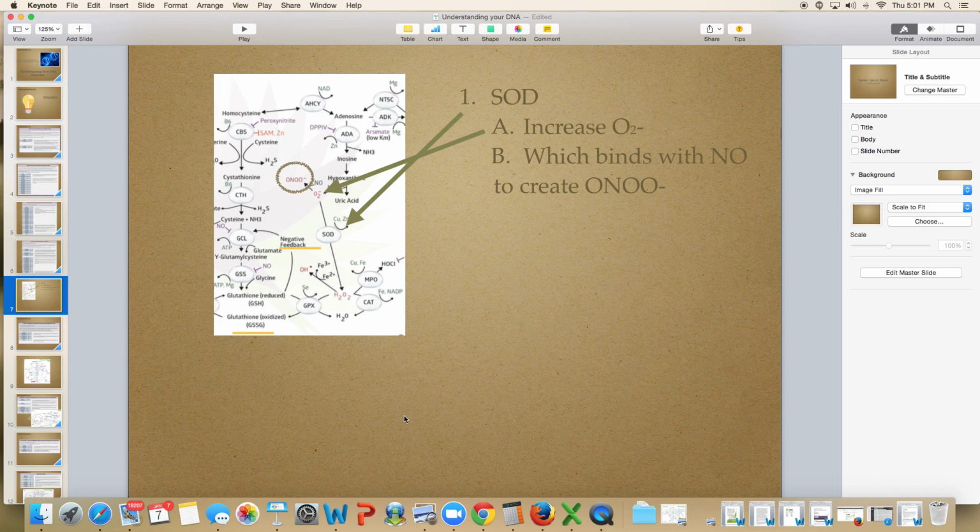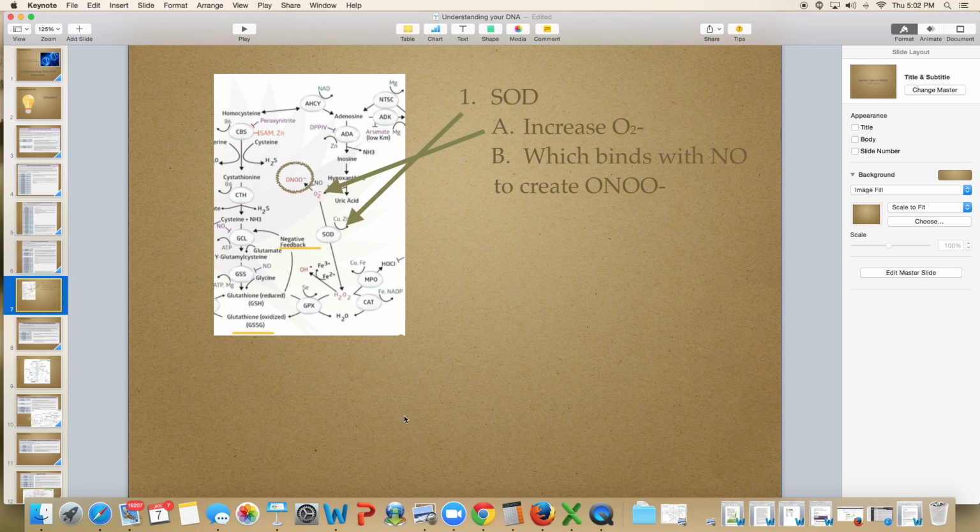The problem is what if I have a defect on my SOD gene? What if I have a double allele defect on all three of my SOD genes? Ooh, that kind of stinks. Why? Because I'm going to have a buildup of superoxide. That could be damaging to my cells, buildup of superoxide. But I'm sorry, it gets worse.